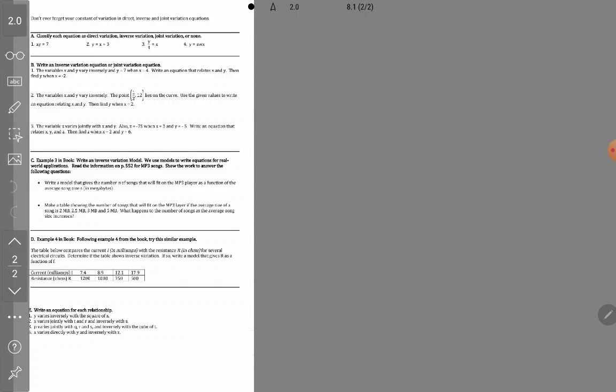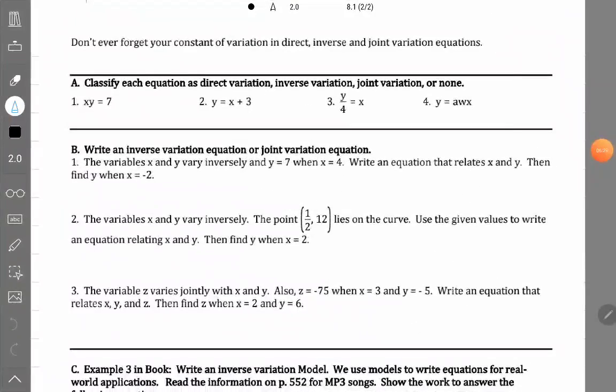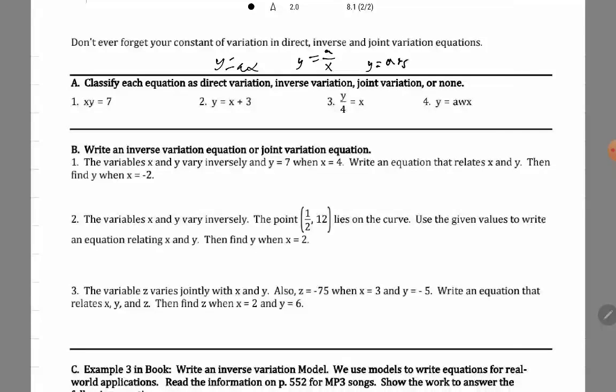Hopefully we can do some example problems here. Here we go. Lots of wording. Classify each as direct variation, inverse variation, joint variation, or none. So direct variation is y equals ax. Inverse variation is y equals a over x. Joint variation is like y equals a r s, multiple variables basically, and then none of the above.